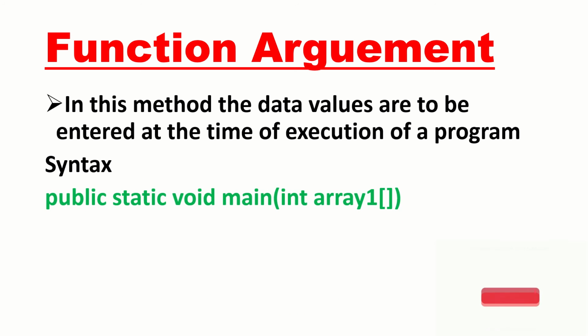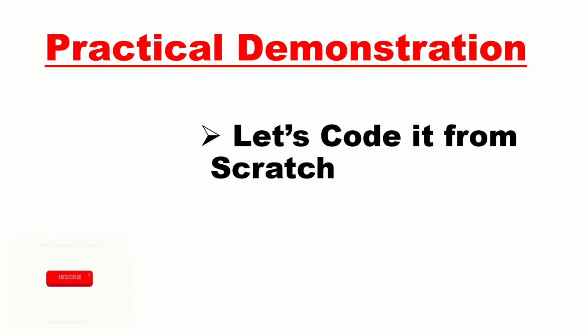The syntax is like this. In the main method, we are taking the array as input. The array name I've given as array1, and this is the array symbol. In the main method signature, we are passing this as an argument, a parameter of array type, to take input through the BlueJ system at the time of program execution. So how does it work? Let's quickly code it from scratch.